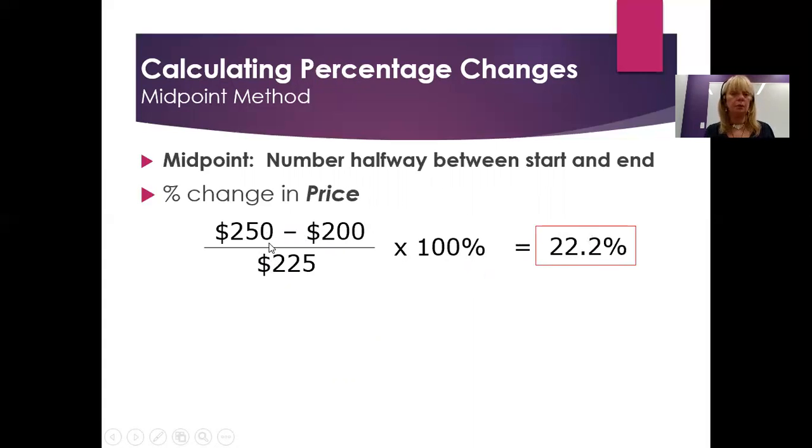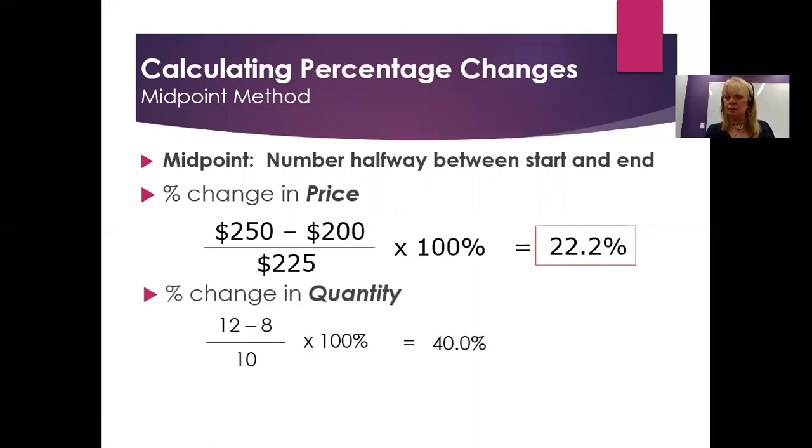What if we're going the other way? What if we started at 250 and we're dropping the price back to 200? Then you would get 200 minus 250, a $50 change. You're still going to divide by this number halfway between the 2 numbers. So you're still going to divide by 225, and you're still going to come up with 22.2% change in price. A nice, stable percentage change in price. That's exactly what we need in order to get good numbers for our elasticity.